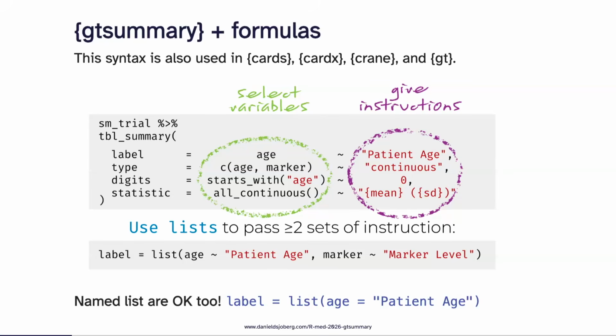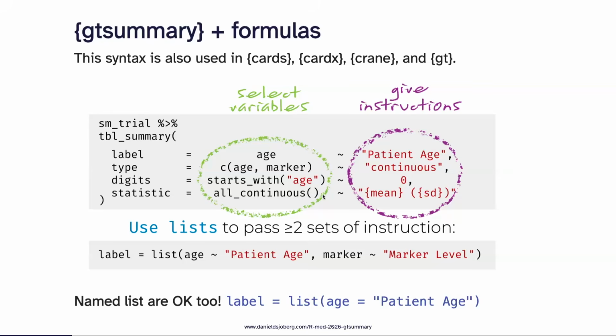And so everything on the left-hand side of your formula, that's tidy select. So you can put in bare column names like age, like in this first example. You can put a vector of bare column names, like in the type argument as well. You can use tidy select functions like starts_with, any_of, contains, matches, anything like that. And then also, we're going to talk a little bit about some gtsummary-specific selectors like all_continuous.